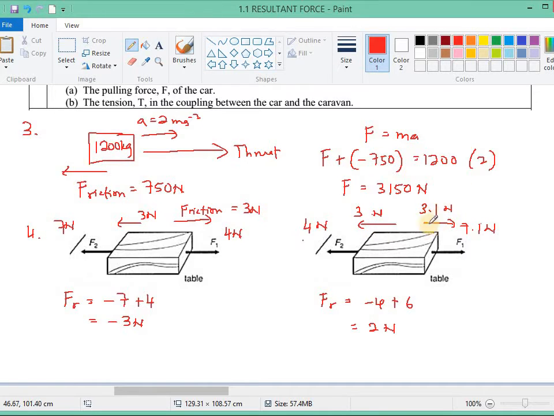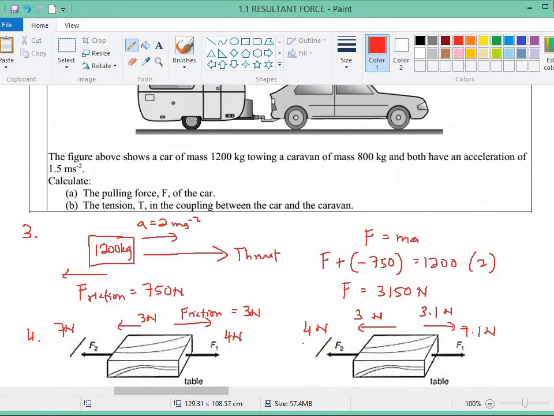So you see here, if like this, then you will have 0.1 newton extra, which is the resultant force. That means in this situation, the resultant force will be 0.1 newton. So this 0.1 newton will make this wooden block accelerate. Okay? So this wooden block will have acceleration, even though the force is only extra by 0.1. Even if the resultant force is 0.00000000001, that small amount of force is still able to make the object accelerate. Okay, understand? Still you can make it accelerate, but of course the acceleration will be very, very small. Okay? Alright.